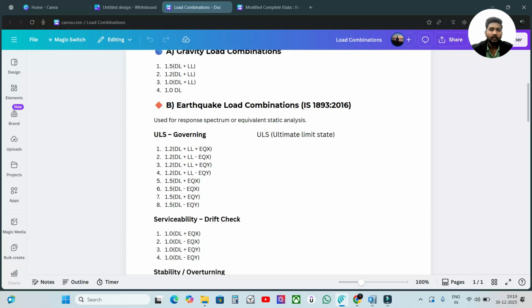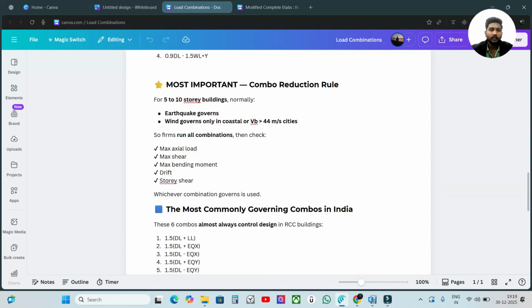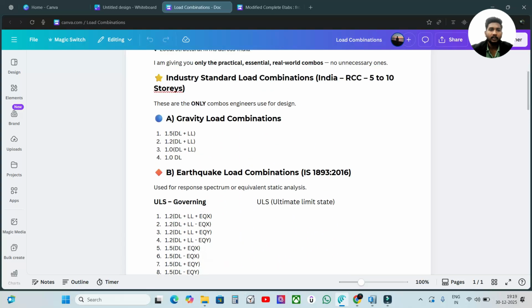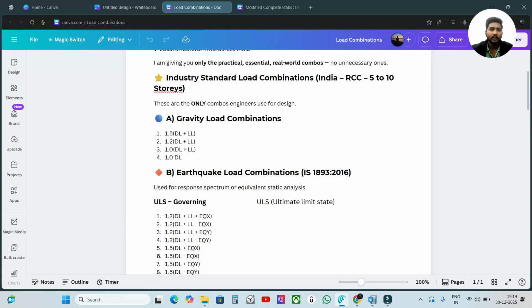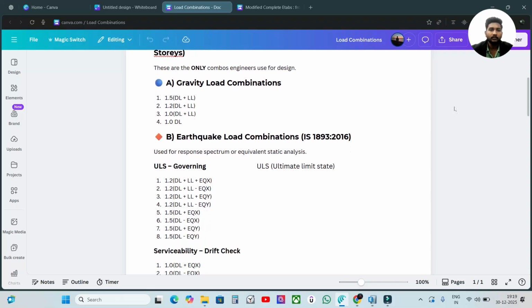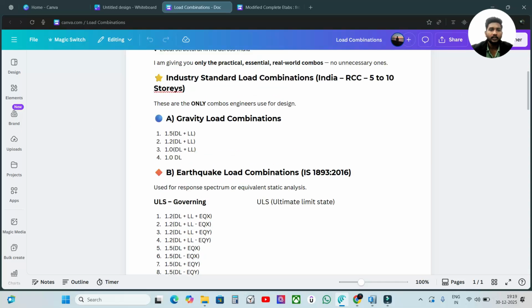Basically we have taken about three types here, that is the gravity load, earthquake load, and the wind load. These are the only combos engineers use for design. Okay, these are the industry standard.